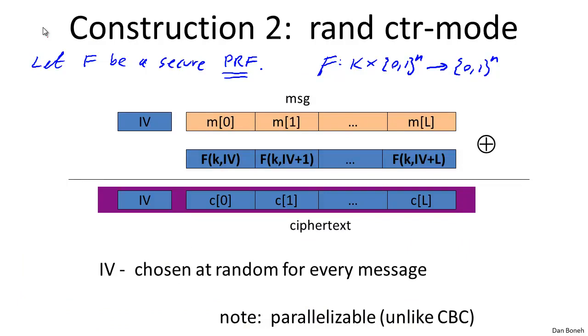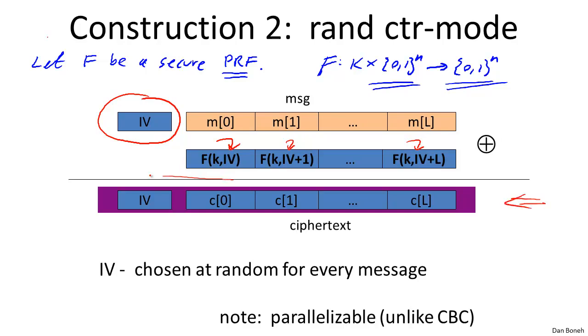So we're going to let f be the secure PRF, and it acts on n-bit blocks. Again, if we use AES, n would be 128. The encryption algorithm in counter mode starts off by choosing a random IV, a 128-bit random IV in the case of AES. Then we start counting from this random IV. The first encryption is of IV, then of IV plus 1, up to IV plus L. So we generate this random pad. We XOR the result with the message, and that gives us the ciphertext.